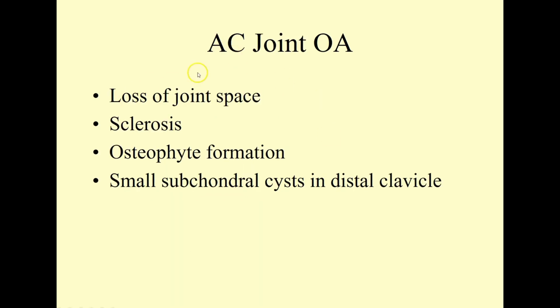So typically, AC joint OA, loss of joint space, but again, please remember, the post-traumatic distractive injury of the AC joint can have widening of the joint space and every other feature, sclerosis, osteophytes, and even subchondral cysts.